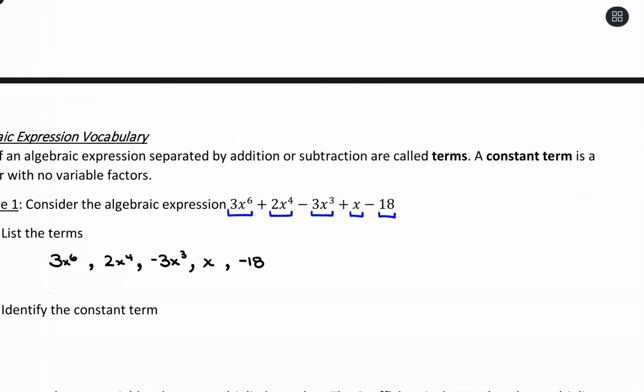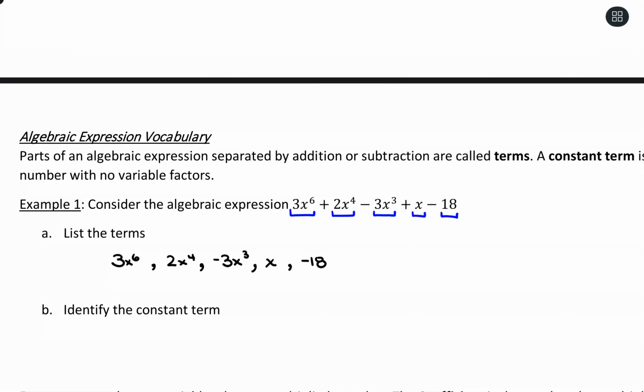The constant term is a special term that has no variable factor. So in this case, it basically doesn't have x. Here we have that minus 18, which is just a number, and that would be our constant term. So negative 18 would be our constant term there. So that's how we find the terms and then the constant term amongst those.